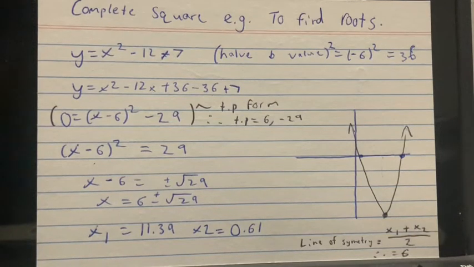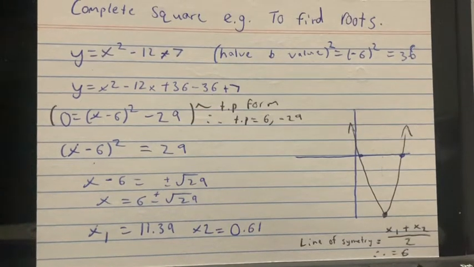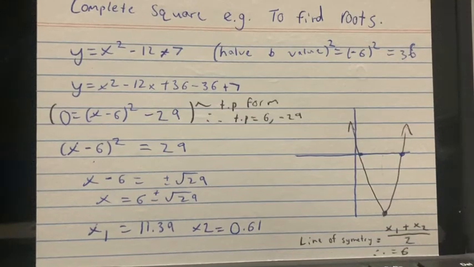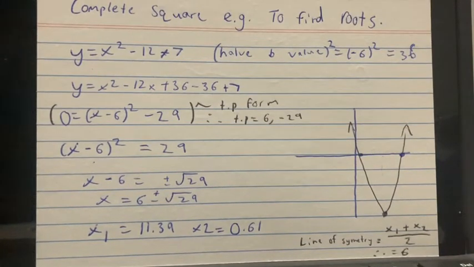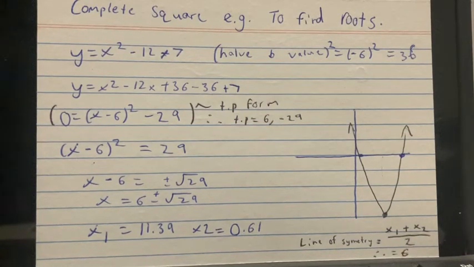Let's say y equals x squared take 12x plus 7 equals 0. Then you're wanting to halve the b value, which is negative 6, and then you're going to find the square of that, which is 36. So you're going to make your equation look like x squared take 12x plus 36 take 36 plus 7 equals 0.